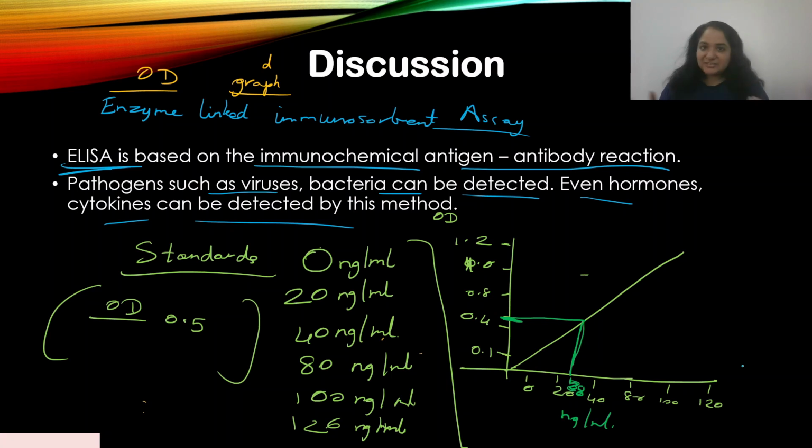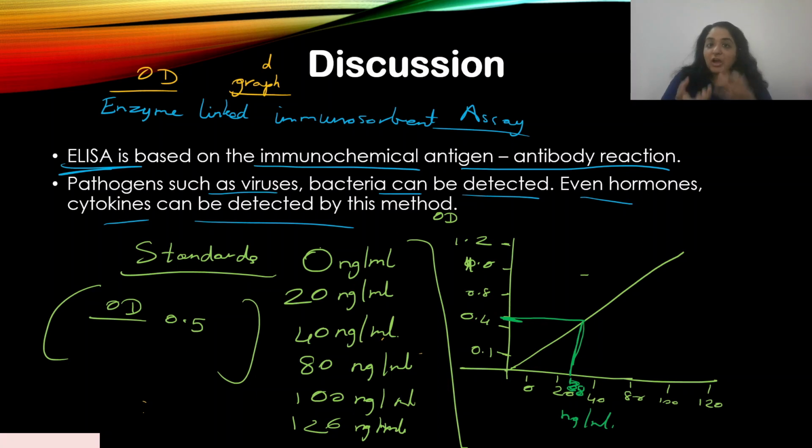Once you have a standard graph set, your next step is to find the concentration of the unknown sample. Now you have your unknown sample. Let's say you got your optical density at 0.6. Optical density is basically a number given to you by the spectrophotometer after it has measured the intensity of that color. When the substrate enzyme reaction takes place, you'll see a change in the color.